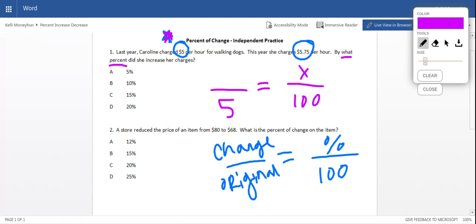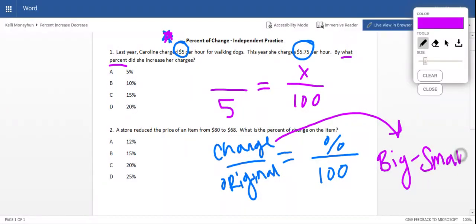And then the top left is our change, okay? Remember that the change is also the same as big minus small. So the big number minus the small number, okay? So I can mental math that the big number, $5.75, minus our small number of $5 is 75 cents, okay? It's okay if you can't do that mental math. It takes practice. Okay, so our change, or our big minus small, is 75 cents.